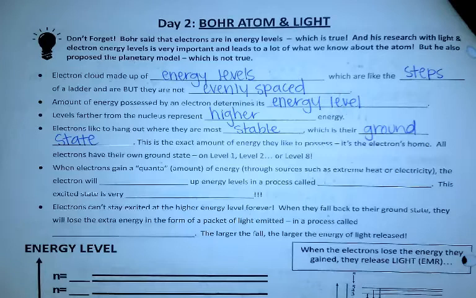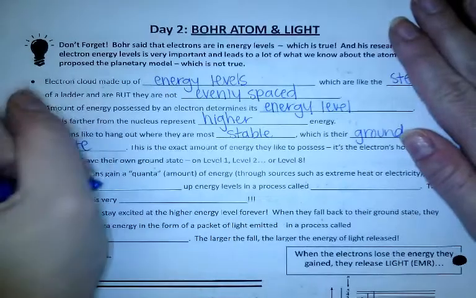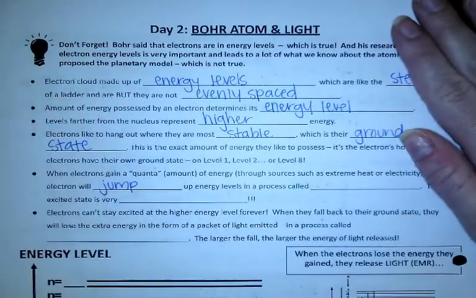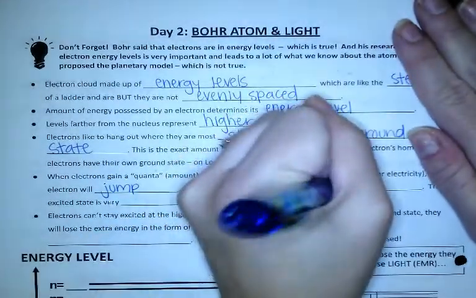Now, when electrons gain a quanta or amount of energy, okay, last time we talked about how light exists as a wave, but light can also exist as a particle. And that particle is called a photon. And that photon is a quanta of energy. It's basically an energy packet. So when an electron gains a quanta or amount of energy through sources such as extreme heat or electricity, the electron will jump up energy levels. And this process is called excitation.